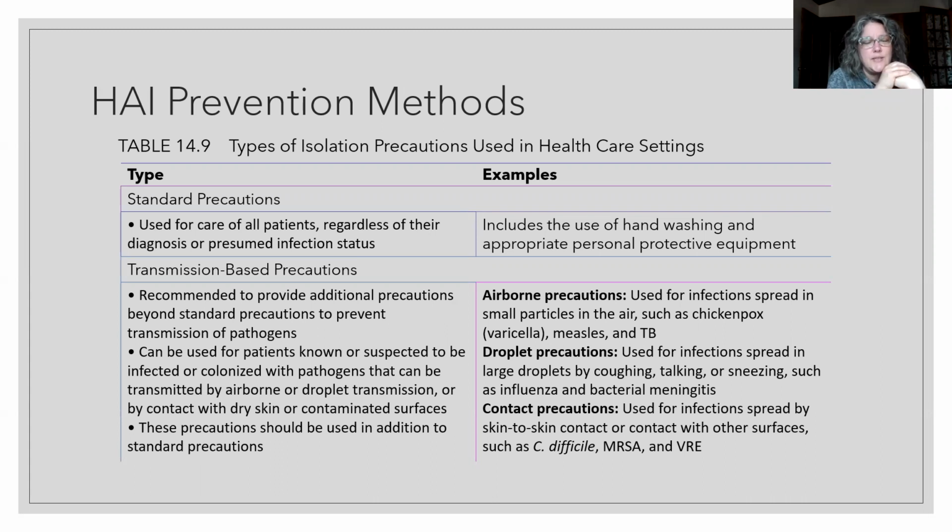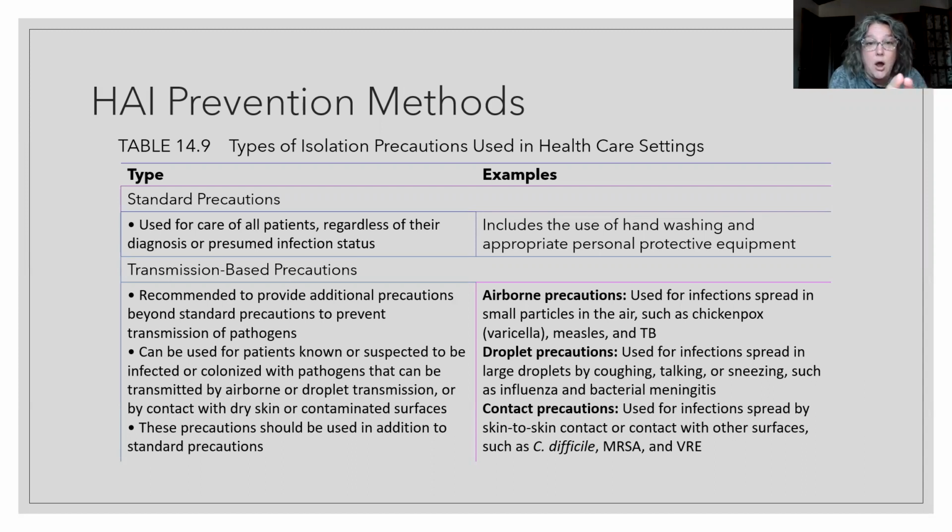So there are different transmission-based precautions, and it's based on how the bug moves. There's airborne, droplet, and contact precautions. Airborne is used for infections with small particles that hang out in the air, like chickenpox, otherwise known as varicella. Measles does this, and TB. They can float forever. They live in the air and are just happy to float in the breeze like a dandelion seed. They just keep going and going and going.